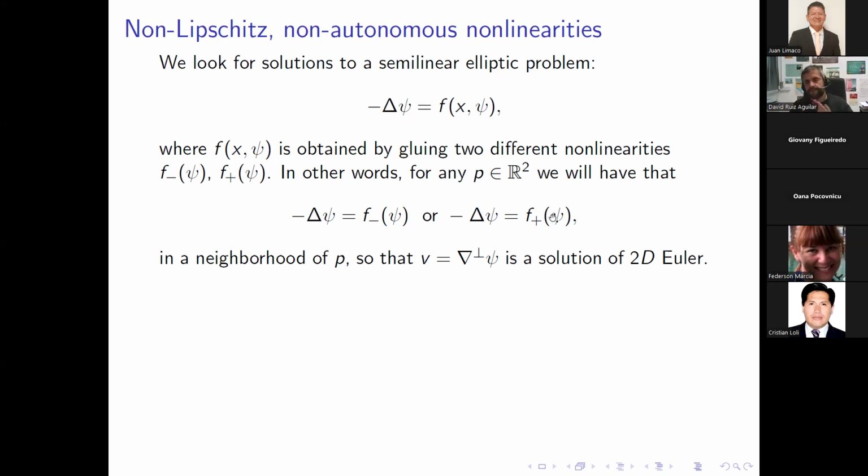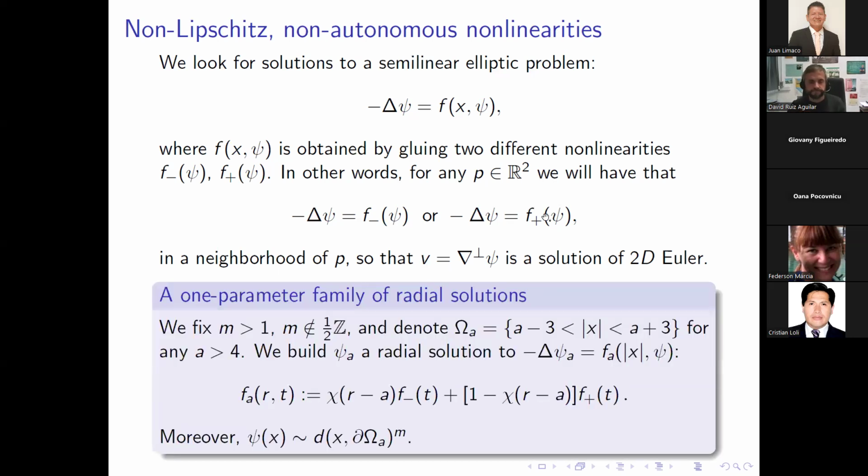Okay. So this is the idea. Now let me mention how we can try to build this one-parameter family of radial solutions. The domain that I'm going to consider is an annulus with inner radius a minus 3 and bigger radius a plus 3. And a is going to be my parameter. I'm going to move the parameter. So we are working on annuli of width 6, and we move the radius from 4 to plus infinity. Okay.